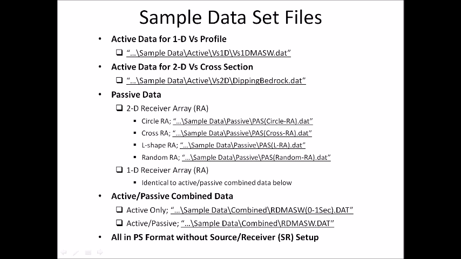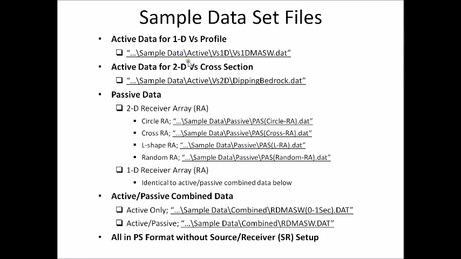All sample dataset files are located under the sample data folder, which is also located in the application directory. There are three types of sample data, from active survey, passive survey, and active-passive combined surveys. Active and passive sample datasets are numerical synthetic data created by using the seismic modeling algorithm, which is also part of this software. And this active-passive combined data is a real data collected along the local highway.